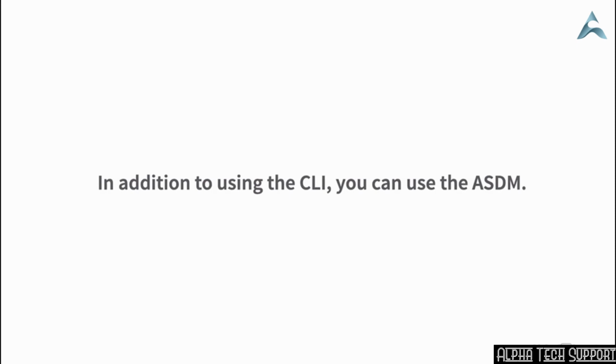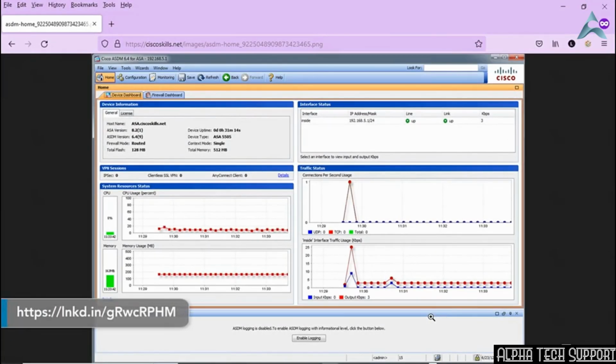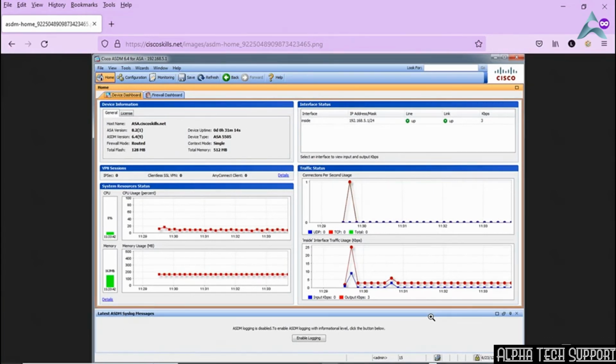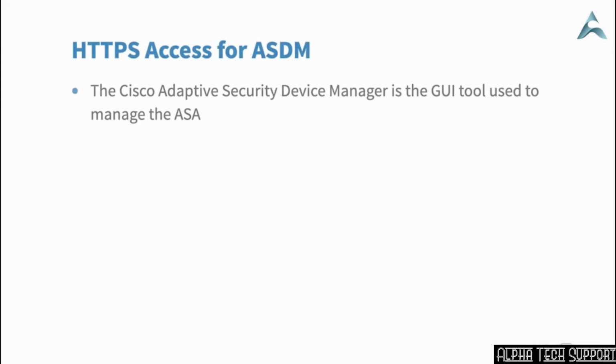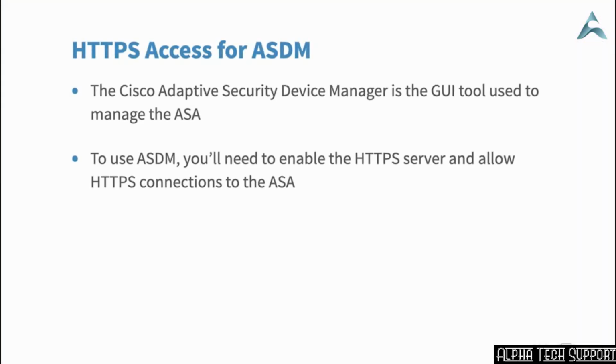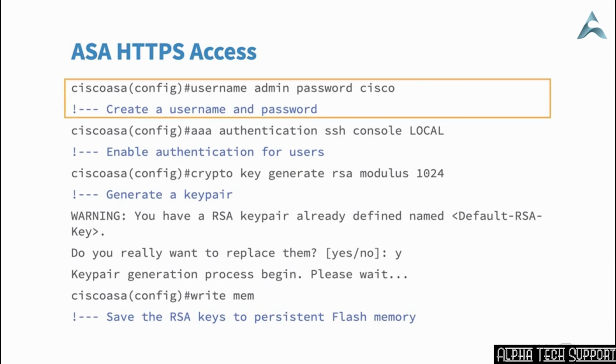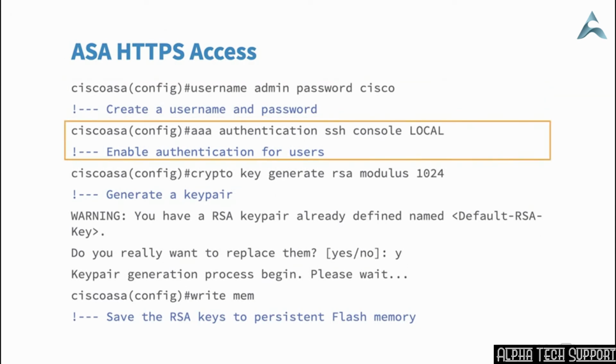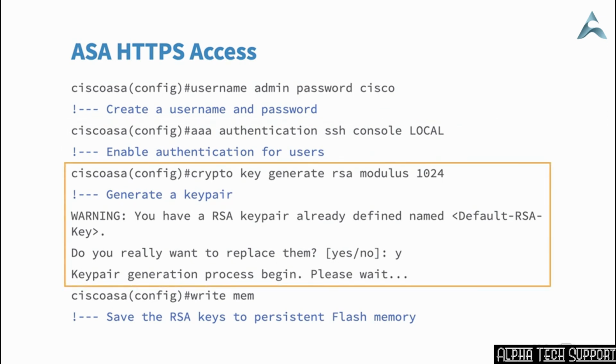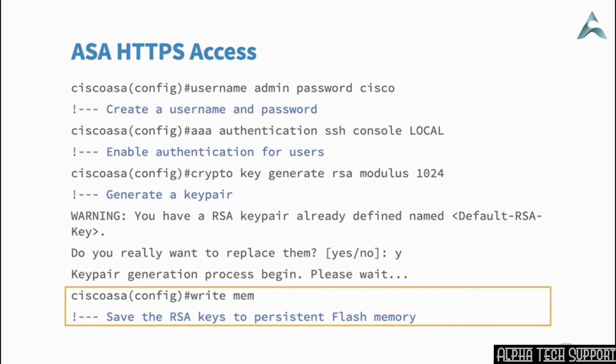In addition to using the command line interface, you can also use the Adaptive Security Device Manager. The Device Manager provides a graphical user interface, and here we see the following dashboards that allow you easy access to the ASA. Now, to use the Adaptive Security Device Manager, you'll need to enable the server and allow connections to the ASA. So again, you'll create a username and password, enable authentication for users, and generate a key pair if necessary. If you do generate a key pair, you'll want to save them to persistent flash memory.